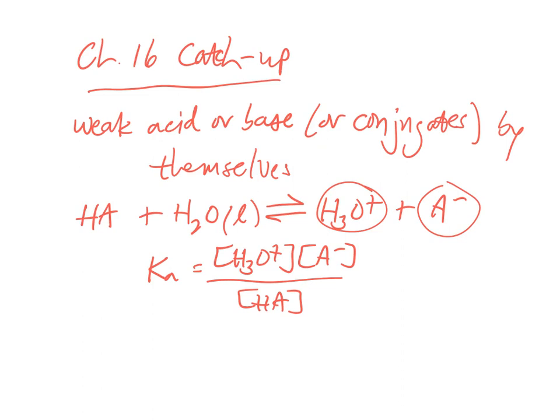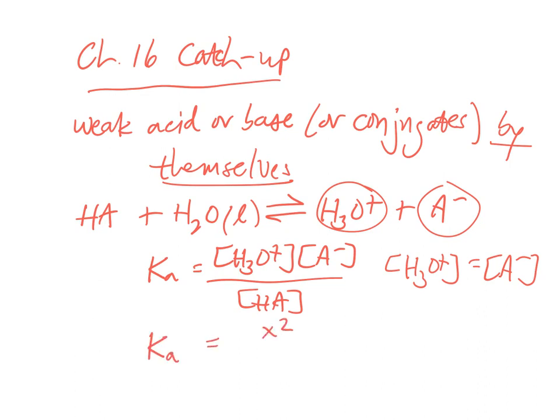And so because they're just by themselves, H3O plus will equal A minus, and that's where we get that familiar abbreviated form: Ka is simply going to equal x squared over the initial molarity of HA minus x, because that molarity does go down by a little bit as it produces H3O plus and A minus. So a fairly easy thing to deal with there.